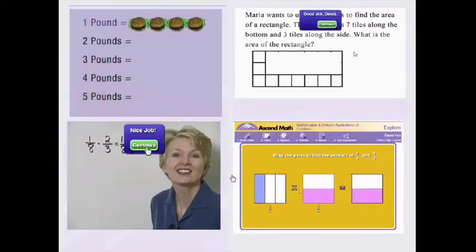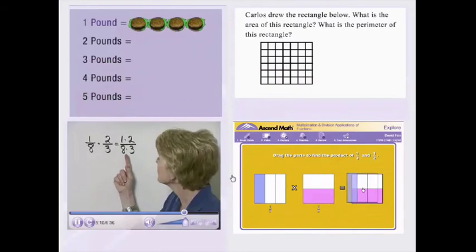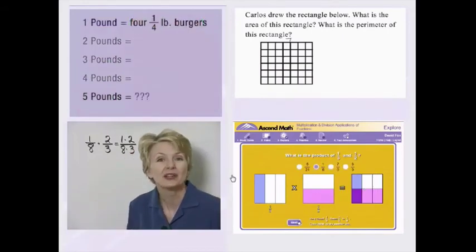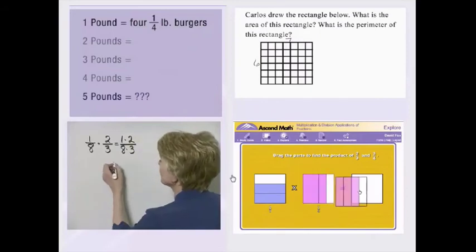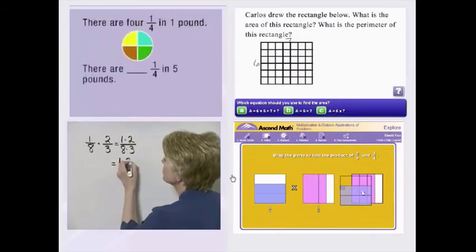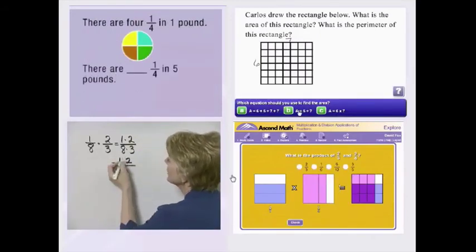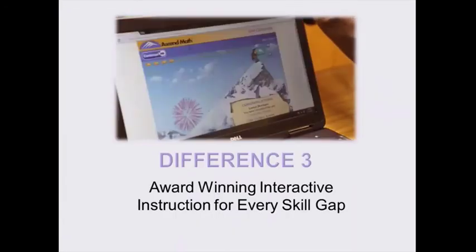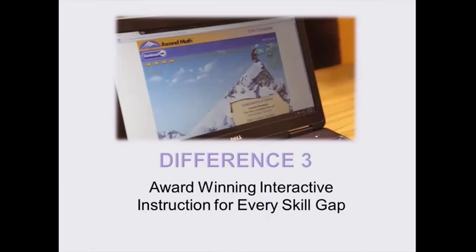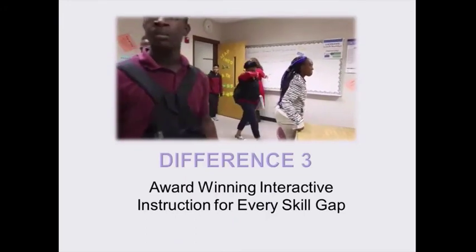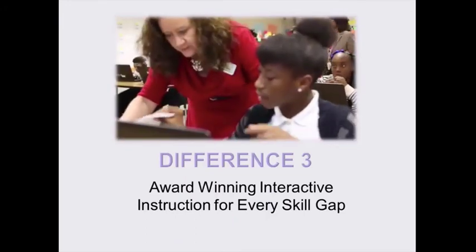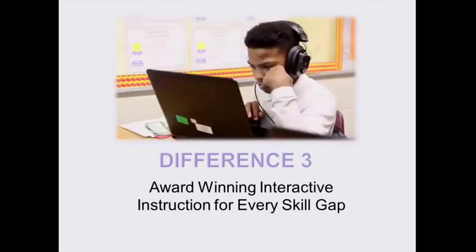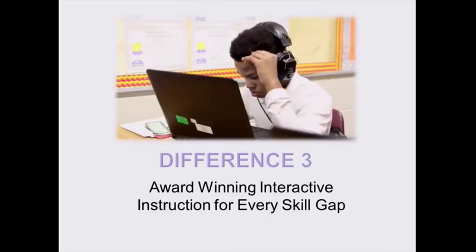What's more, Ascend lessons are interactive. Students take part in the lesson. First, by answering questions posed by the instructor. Next, by the online explorations which often require the student to manipulate visuals to attain the needed result. This brings us to the third important difference. You can find other programs offering practice problems for students working below grade level. But only Ascend offers award-winning interactive instruction like this for every single skill gap.